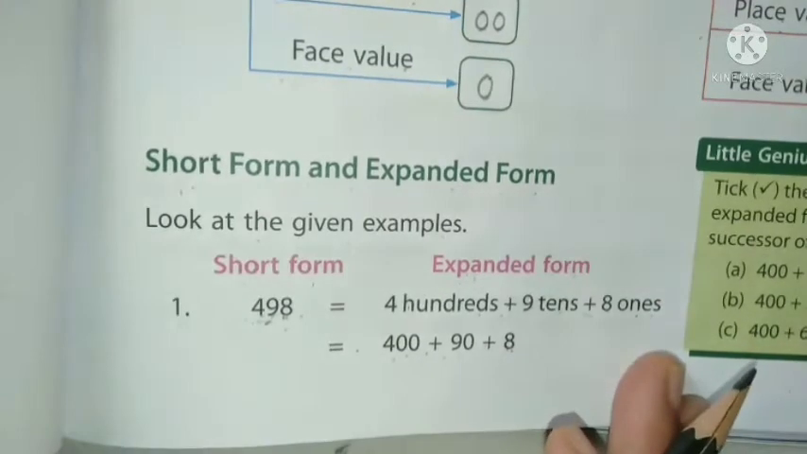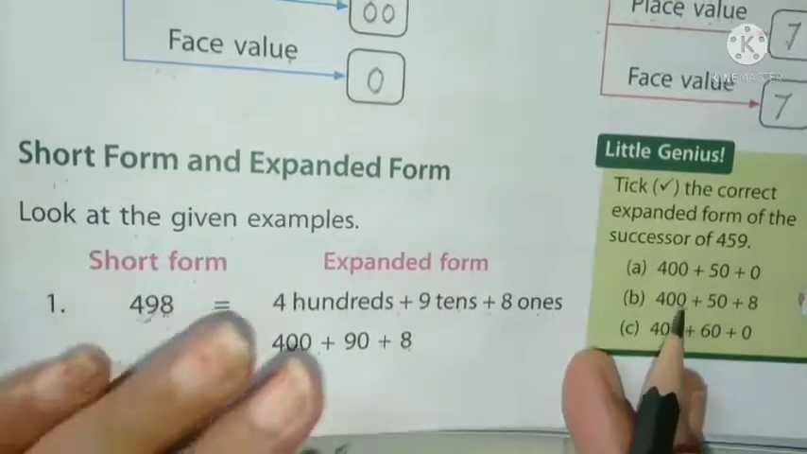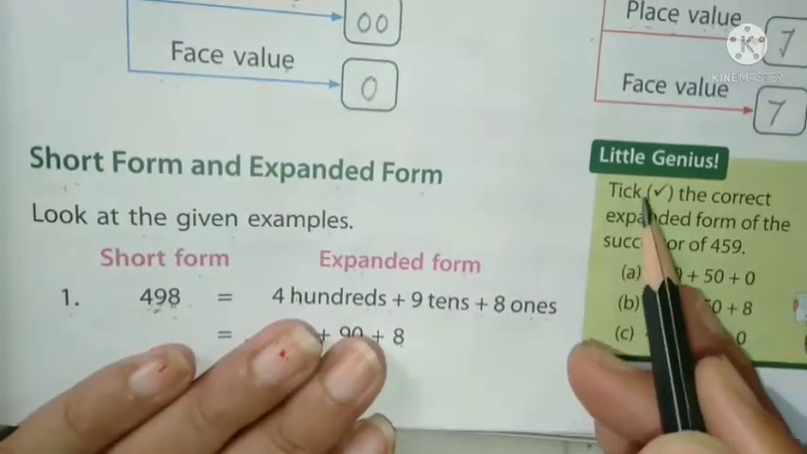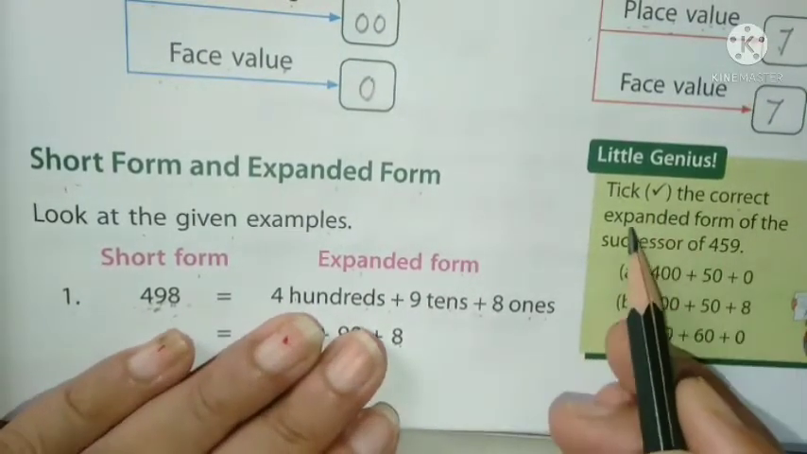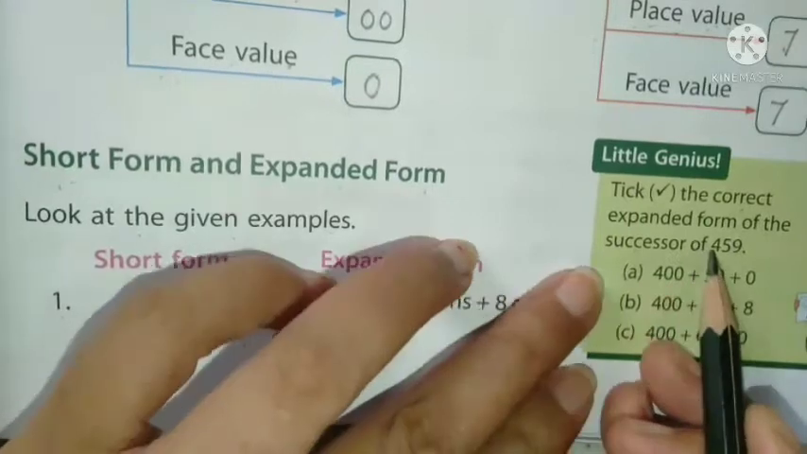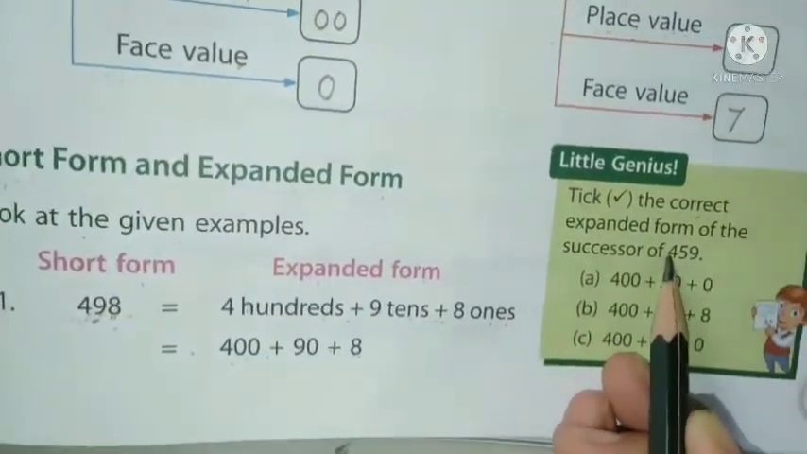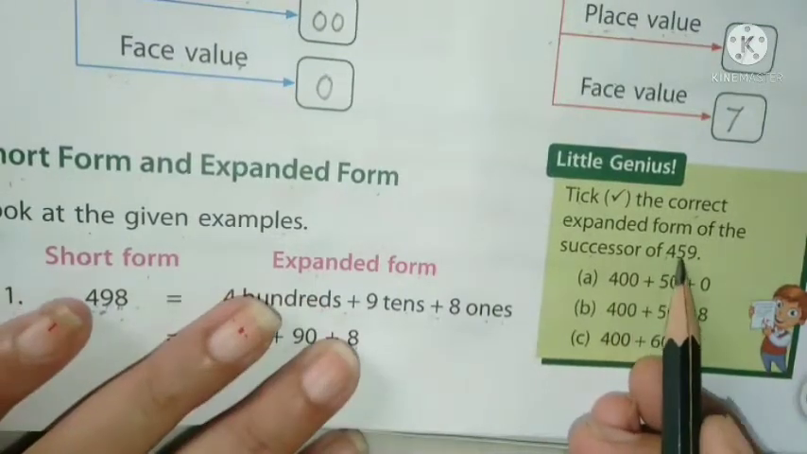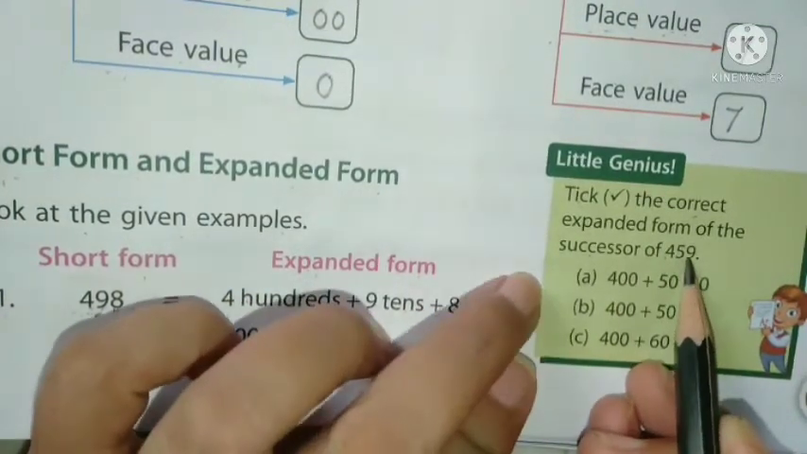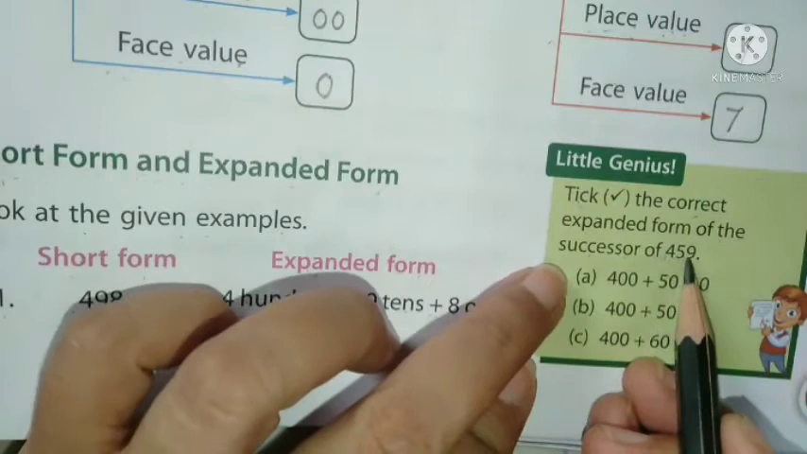498. Now turn your page. 1 minute students. Pay attention here. Tick the correct expanded form of the successor of 459. Students, now tell me, what is the successor number of 459? Which number comes after 459?